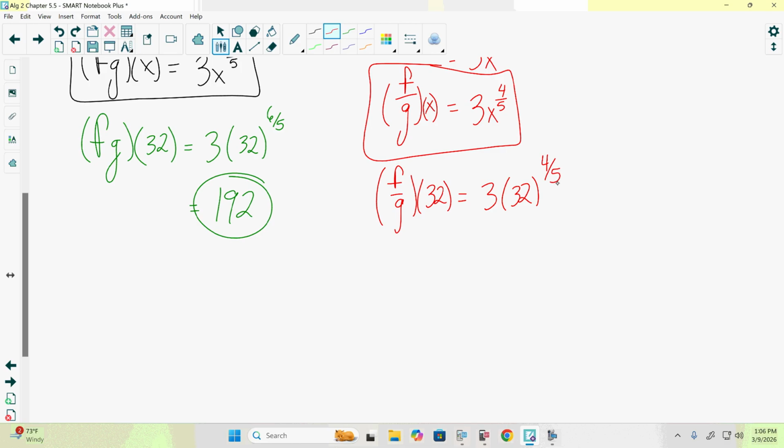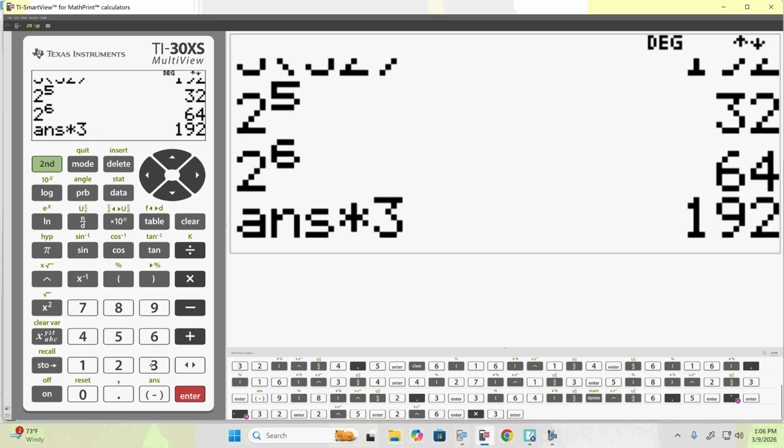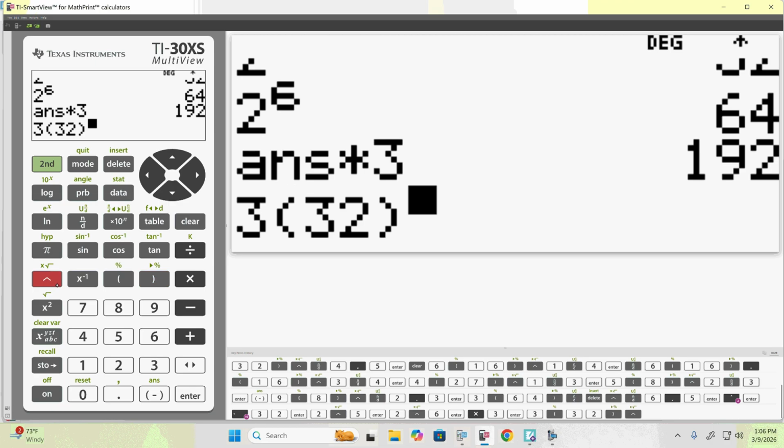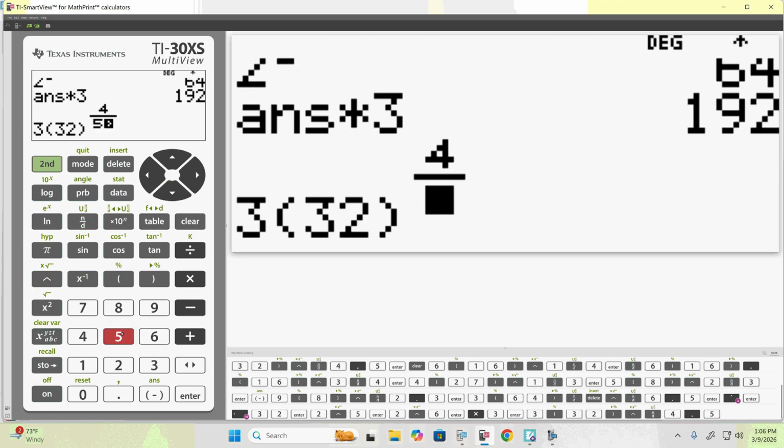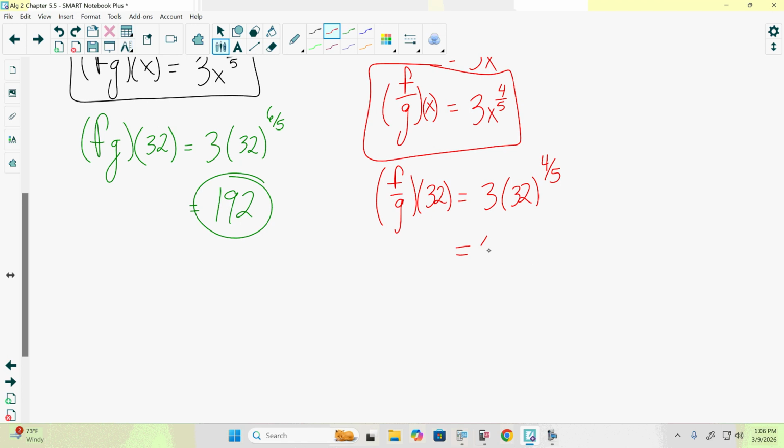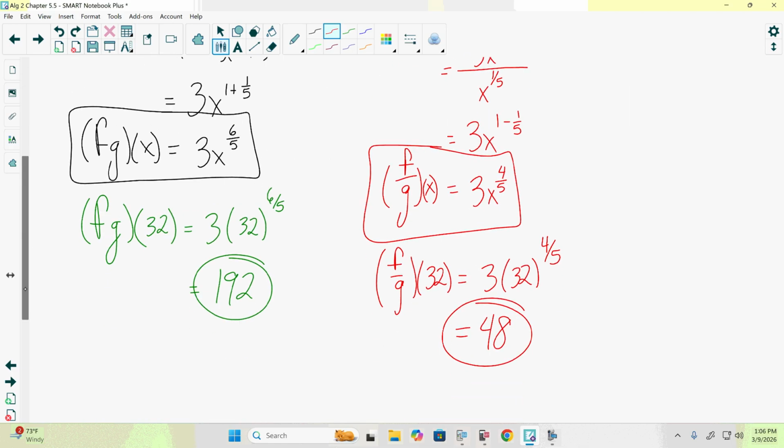3 times 32 to the 4/5. 3 parentheses 32 to the 4/5 is 48. And 32 to the 4/5 is actually 16. Questions on this here?